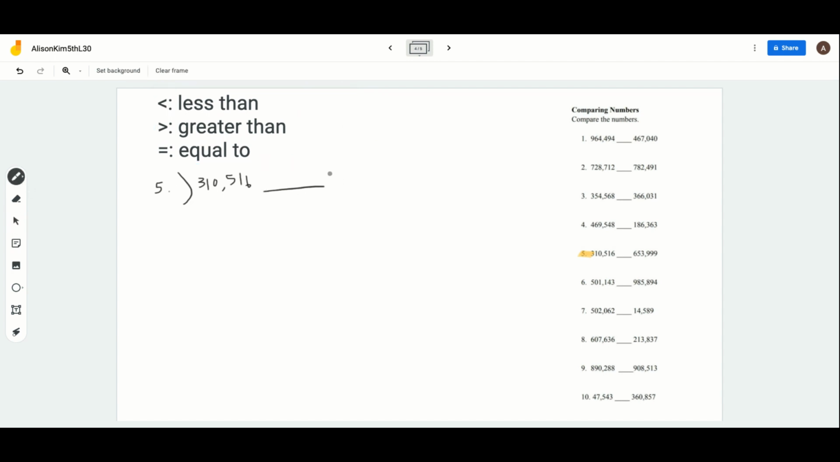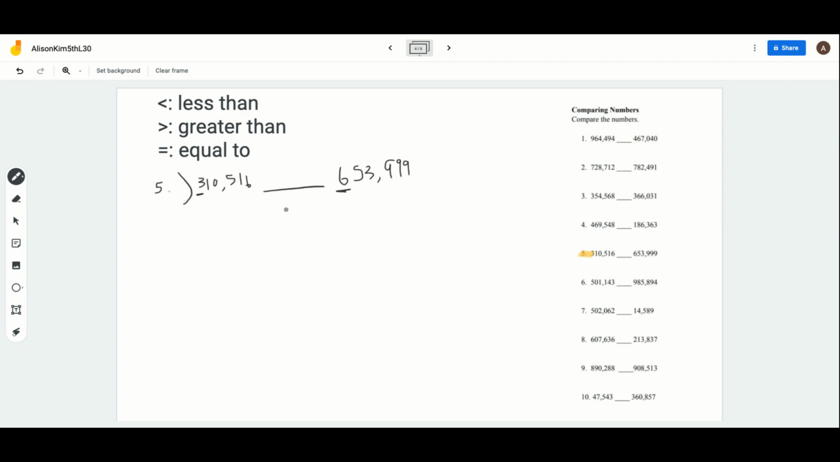Number 5 was 310,516 and 653,999. We know that the ones place is going to be the smallest of the whole number, so we're going to look at the very left, which is the hundred thousands place for both of these. We see that both of them have that place, so we look at the digit, and they give us 3 and 6.